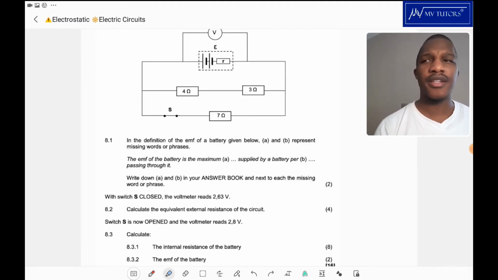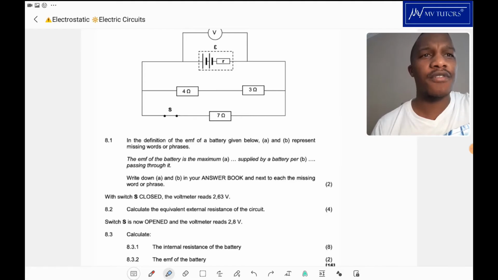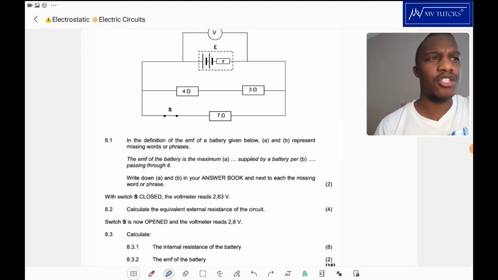Always pretend that electrons are actually flowing like water. Imagine it's a stream. Imagine it's a stream of water.